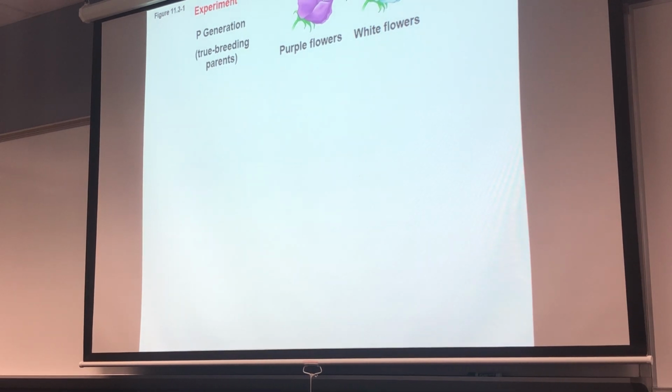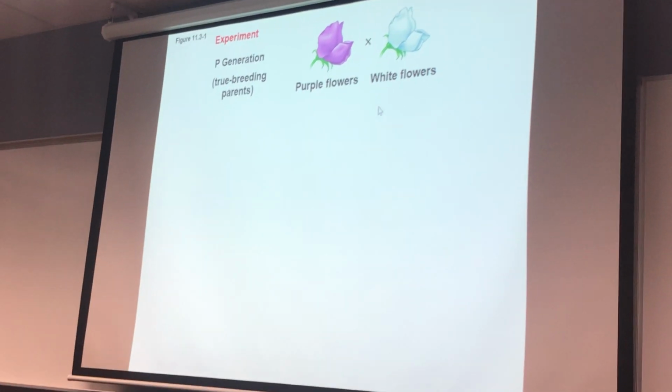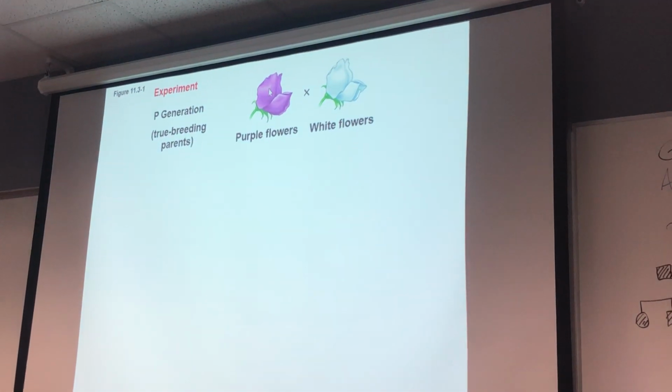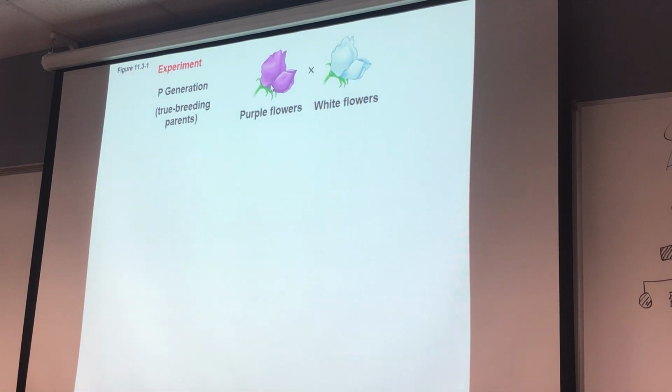So you have the parental generation, these are true breeding parents, purple flowers and white flowers. Purple flowers, homozygous dominant, capital P, capital P. It cannot give rise to white flowers. And the white flowers, homozygous recessive, little p, little p. Okay? It cannot give rise to the purple color. So those are homozygous dominant and homozygous recessive, true breeding.